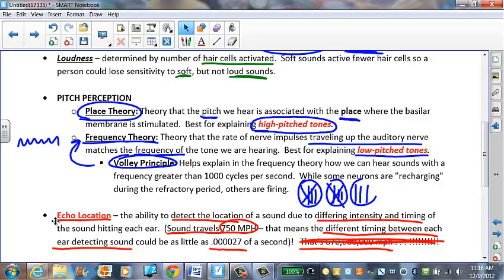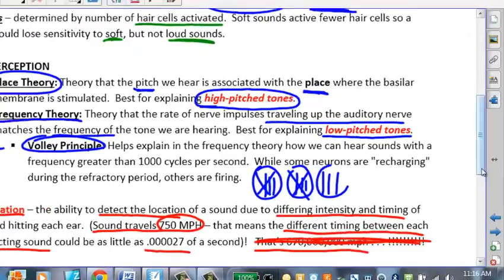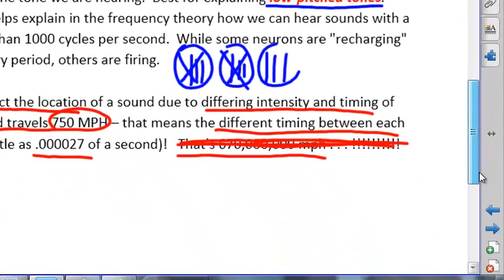But we can detect just a subtle difference in timing from one side to the other and detect that location. Other animals like bats will send out high-pitched frequencies and be able to navigate through a room in total darkness because of that.